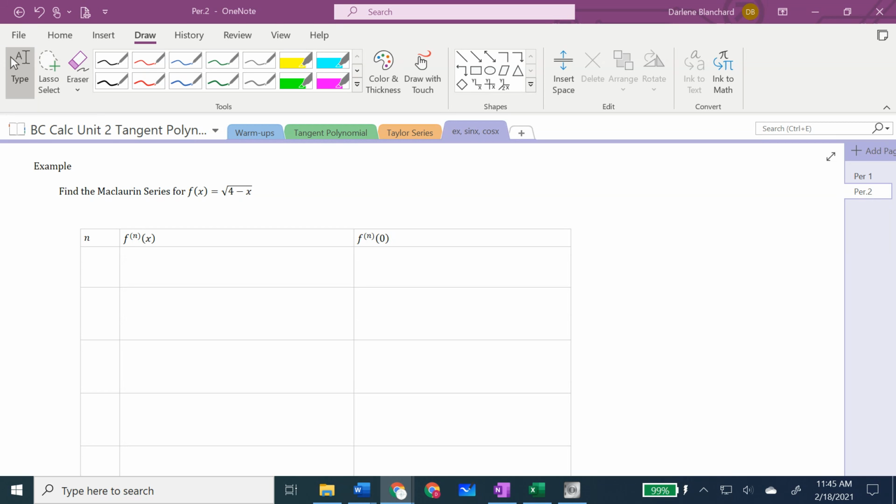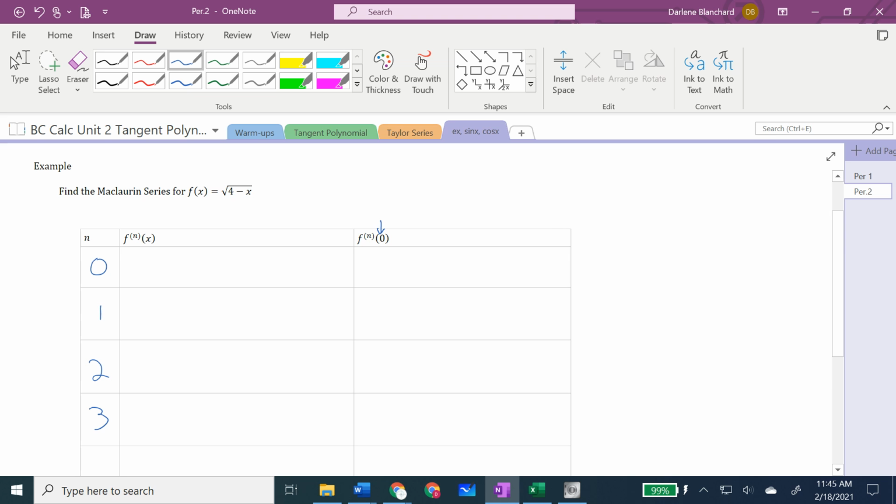All right, we are doing an example of a Maclaurin series, and it's not the easiest example on top of that. So let's go. I'm going to look at the zeroth derivative, the first derivative, second derivative, third derivative, and we'll see if we need to go further. And I haven't really said much about what to do other than to find the Maclaurin series. Maclaurin means the center of the Taylor series is 0.